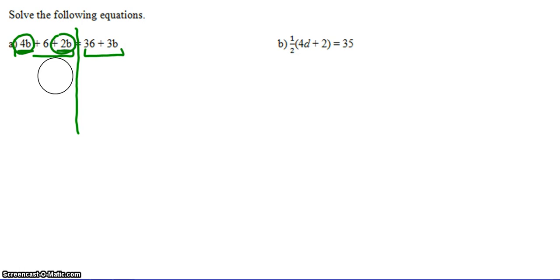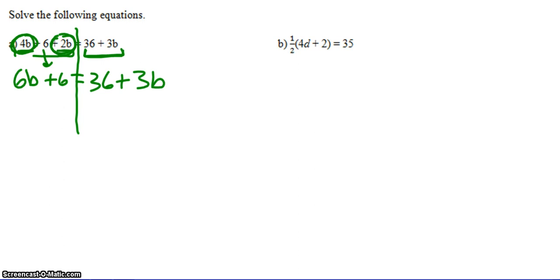So we're simply combining these like we learned, 2b and 4b. That should make 6b. And then bring down that plus 6. We haven't done anything with it. On this side, there's nothing to combine. We cannot combine the 36 and the 3b, so we just write it down. Okay, so now there's no more like terms.